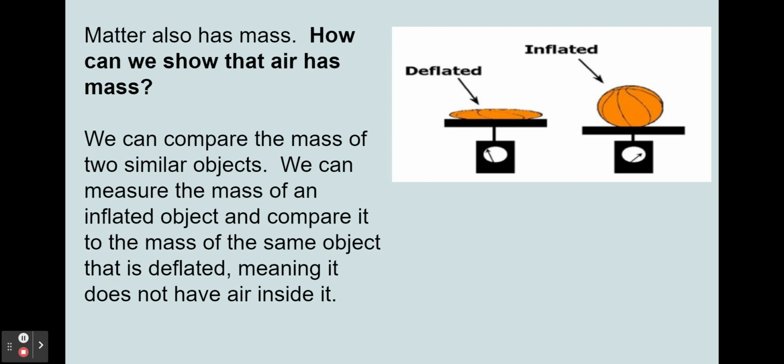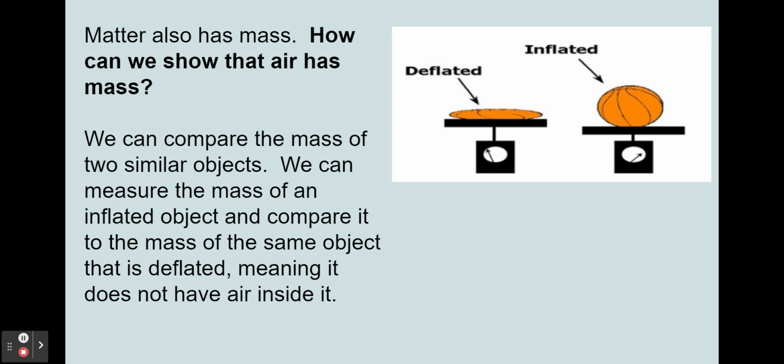Matter also has mass. How can we show that air has mass? One way is by comparing the mass of two similar objects. We can measure the mass of an inflated object and compare it to the mass of the same object that is deflated, meaning it does not have air inside of it.